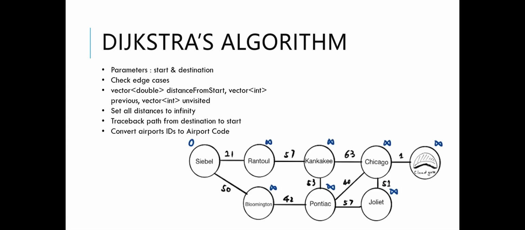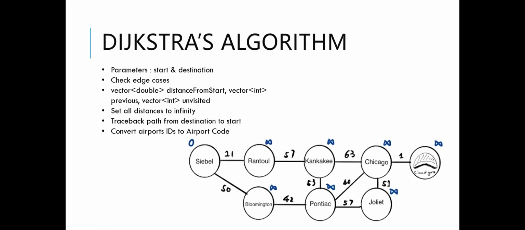At the very beginning, we will check the edge cases. Then we use three vectors: distance from start, previous, and visited to keep track of our visited set, tentative distance value for each node, and the priority queue. Before anything else, we will set all distances to infinity, since we don't know any distance yet. At this stage, our visited vector is empty.